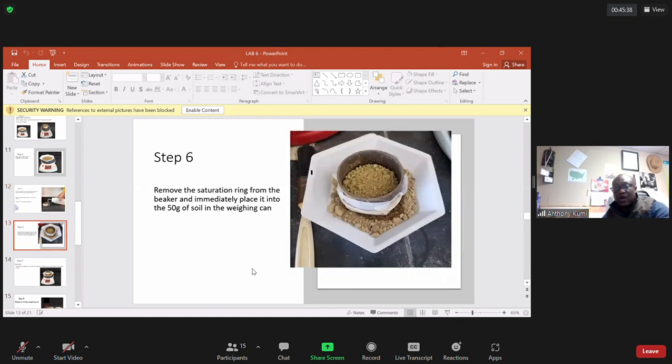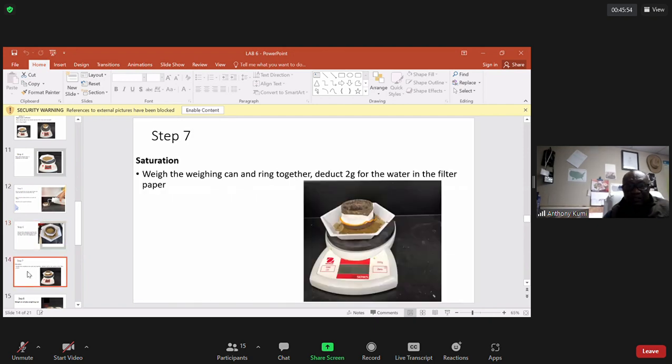So once you soak it for 30 minutes, 1 hour, you take it out and then you put it on the dry soil. Once you put it in the dry soil, you weigh the two of them together. Okay. Then you deduct 2 grams from whatever weight you get, because the filter paper will absorb some moisture. So we assume the moisture and the filter paper will be equal to 2 grams.